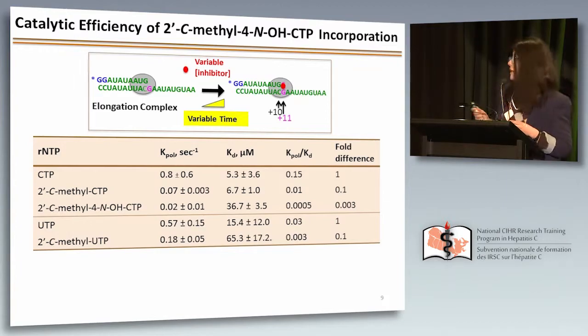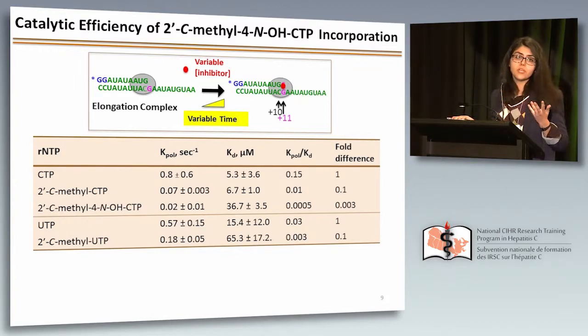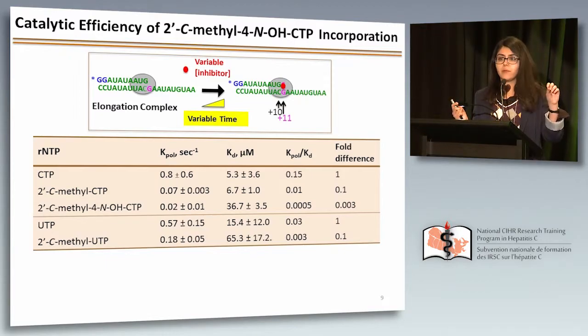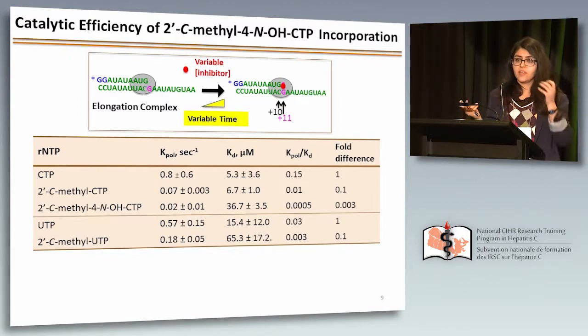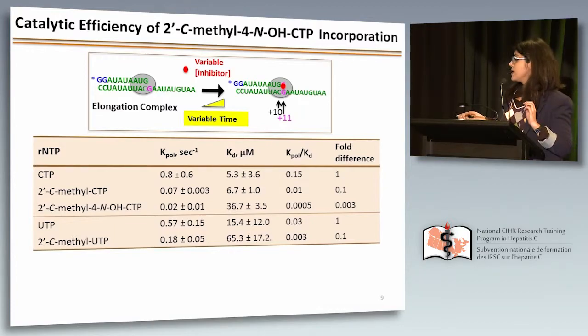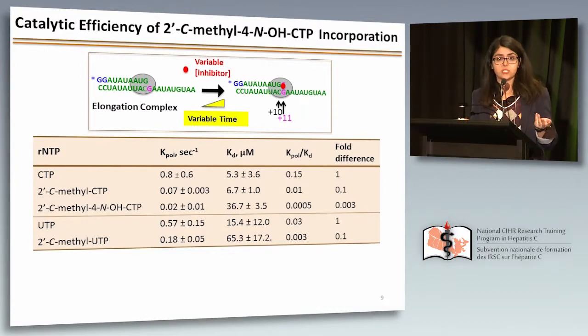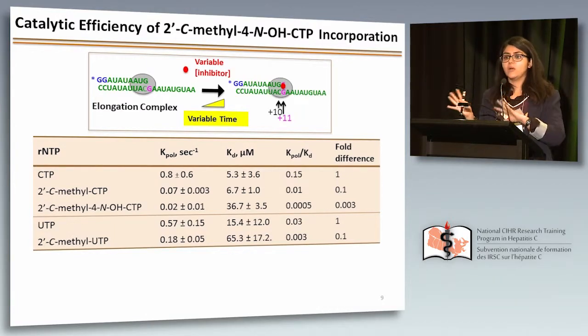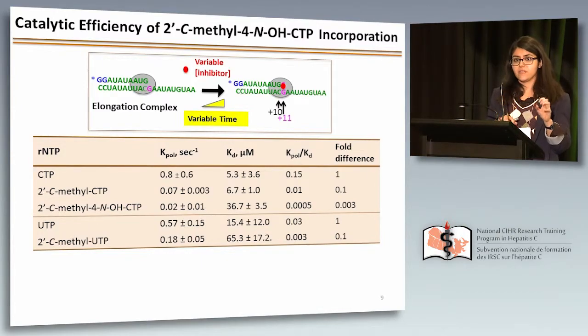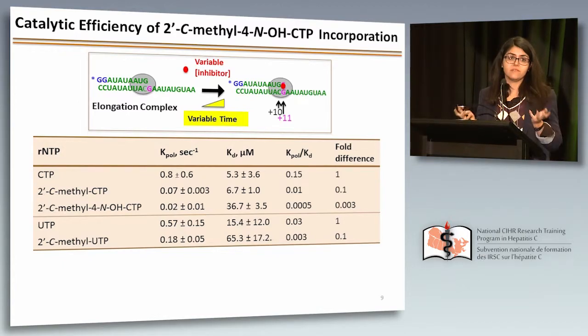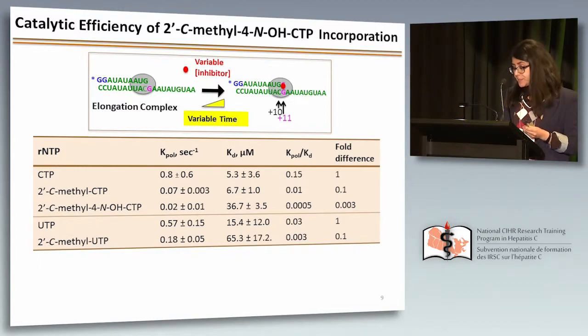I'll just highlight. So by varying the time, we can obtain a rate of incorporation, so how well the compound is incorporated. So the higher this value, the better. We can also obtain a KD value or dissociation constant, which would say how well the compound is binding to the active site. So the lower that value, the better. And when we combine them together, the ratio of K-Pol to KD is defined as the catalytic efficiency, so how good of a substrate we have.